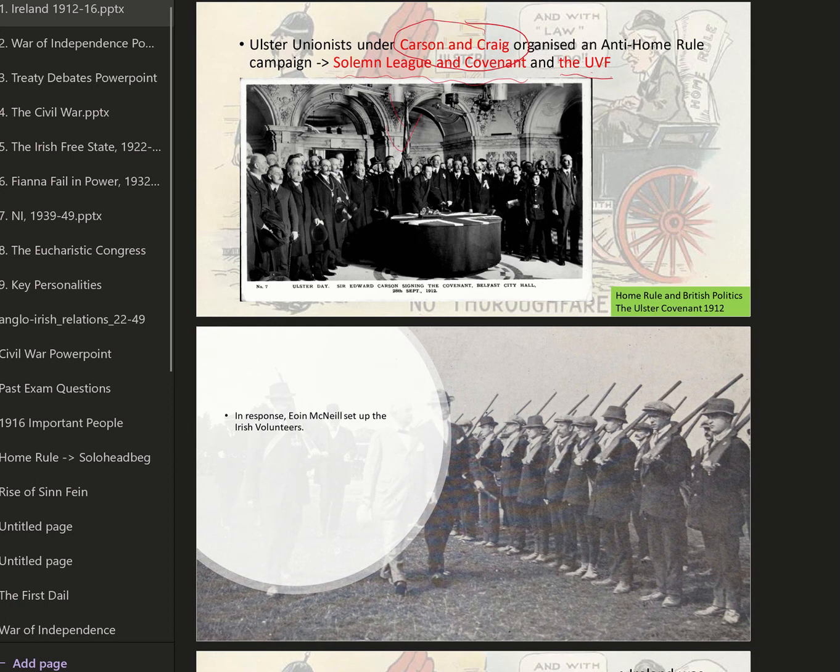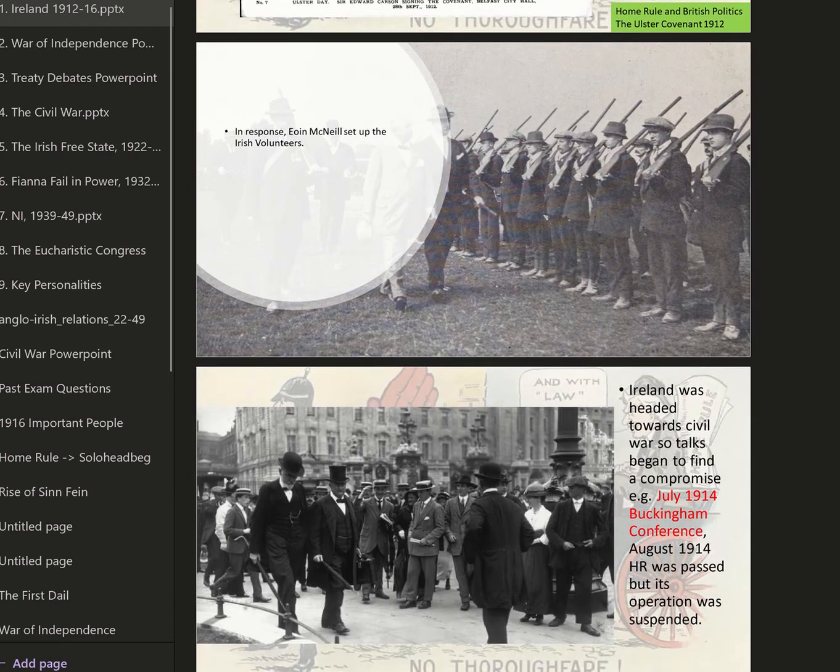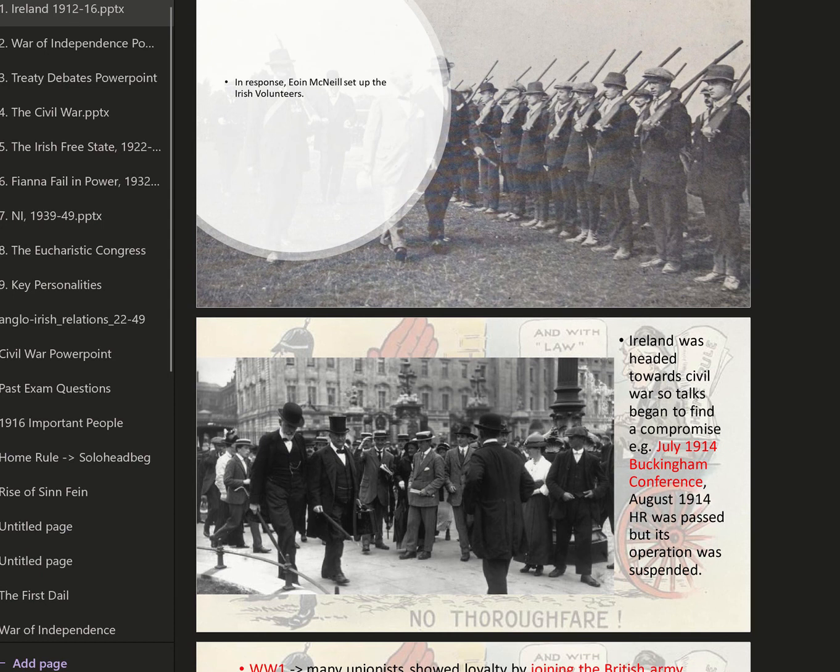So you're getting close to what's essentially going to be a civil war here, guys. You have Unionists in Northern Ireland set up the Ulster Volunteer Force, the UVF, and in Ireland we've set up the Irish Volunteers. So the road seems to be set for Irish civil war. So Ireland was headed towards civil war, so talks began to find a compromise.